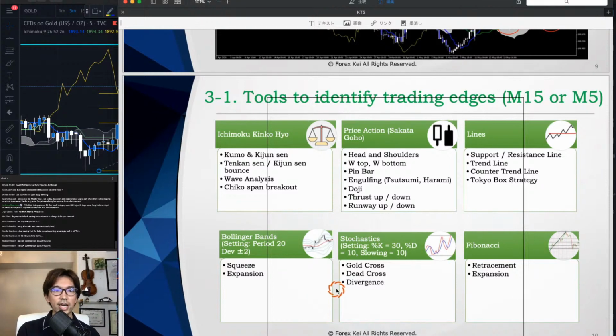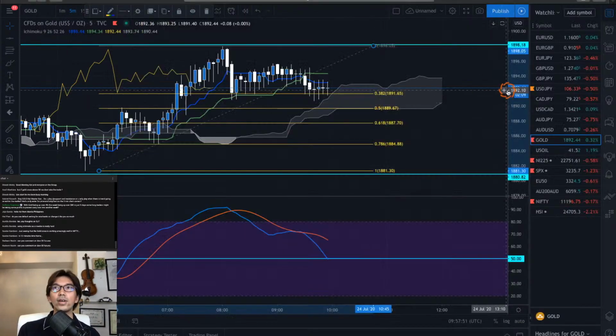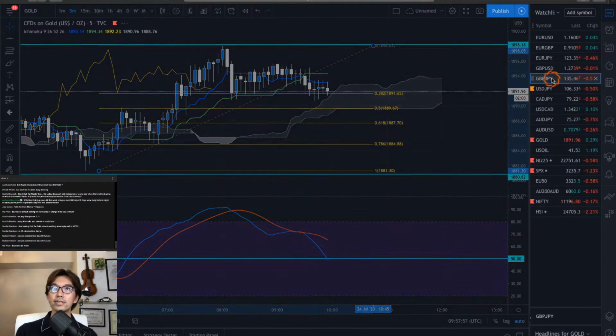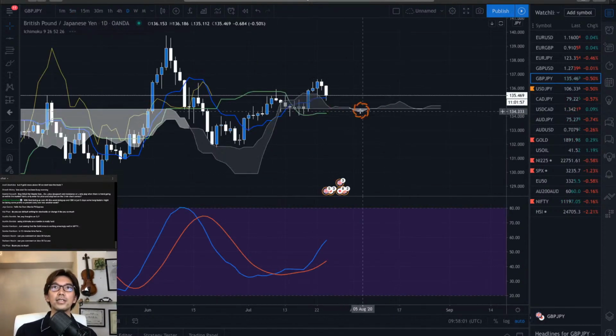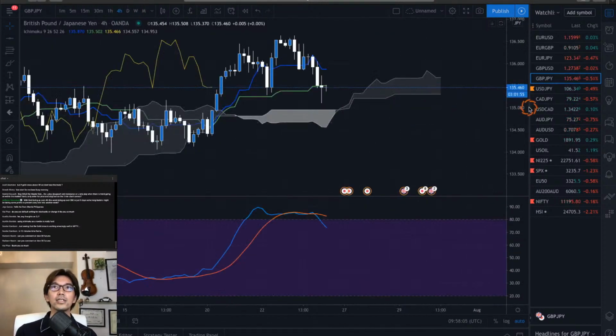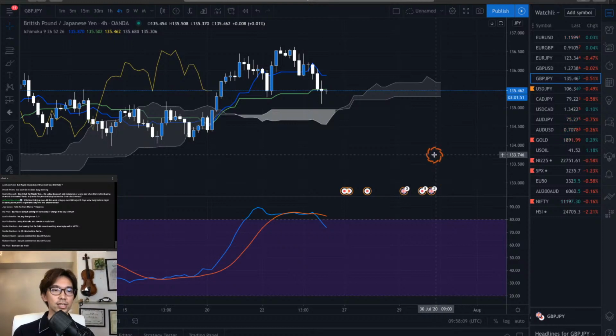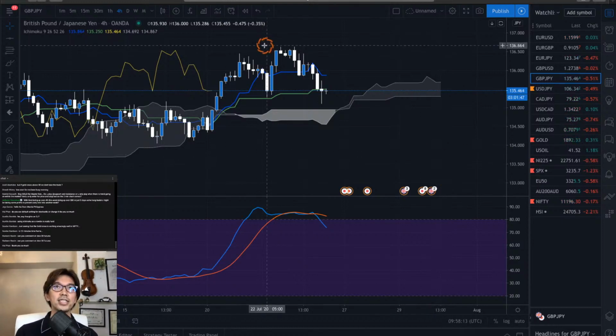Any thoughts on GJ? GJ right now is not on the flag, so this is not an up or down trend. Yeah, GJ has been ranging, like the daily chart is ranging, Kumo flat, and the 4-hour chart also flat Kumo, flat Kijun Sen. So there's no decent trend on this GBP JPY right now. Yeah, so this is a range, and you better avoid taking trades on this one.